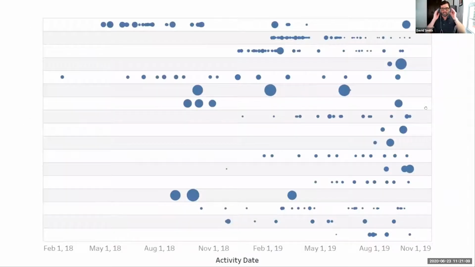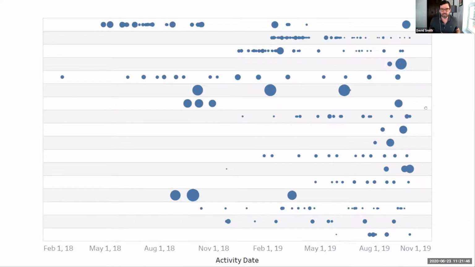So let's just take a minute to think about each individual customer in our business. These are little timelines for different customers. Every dot is a purchase day, and the size of the dot is the size of the purchase. If they have a big circle, then they spent a lot of money that day. If they have a smaller circle, they didn't spend very much money that day. And then along the x-axis is just a timeline. So we're looking at a customer's purchase activity over time.